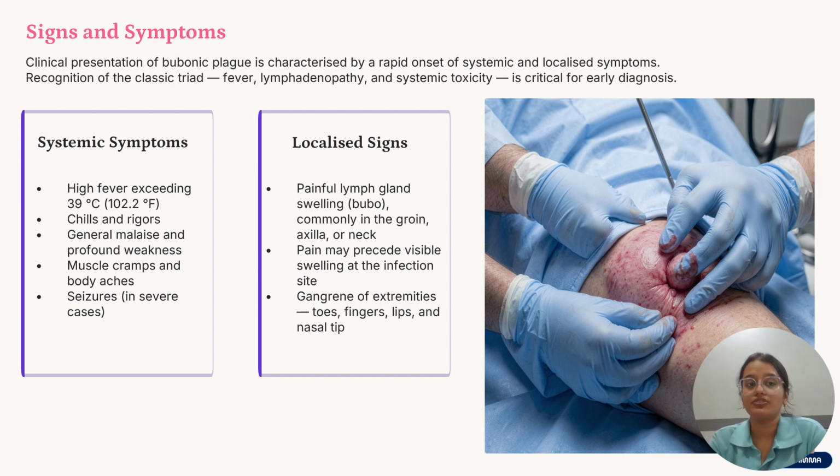Now, signs and symptoms: systemic and localized. Systemic: high fever exceeding 39 degrees Celsius, chills and rigors, general malaise, fatigue, and weakness, muscle cramps and body aches, and in severe cases seizures also. Localized signs: painful lymph node swelling, commonly in the axilla, neck, and groin, and pain may precede visible swelling at the infection site. Gangrene of the extremities, toes, fingers, lips, and the nose.